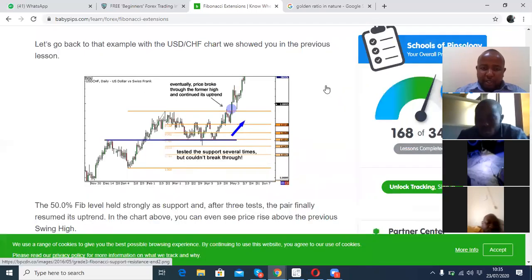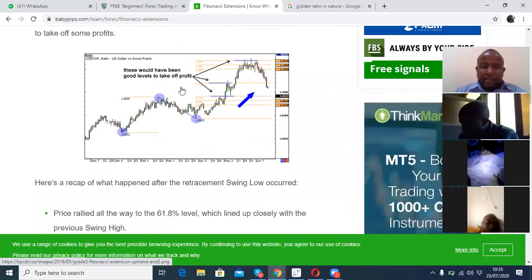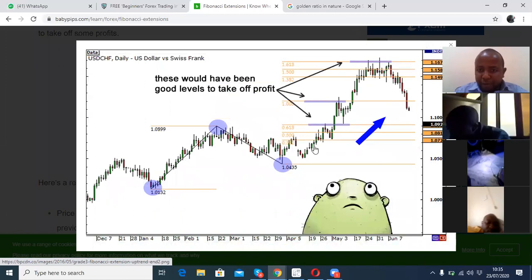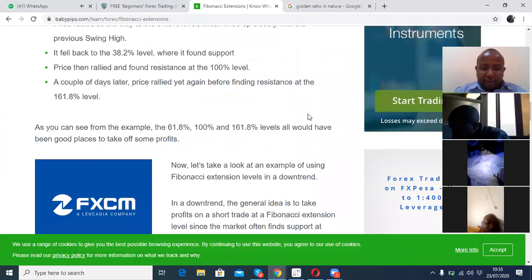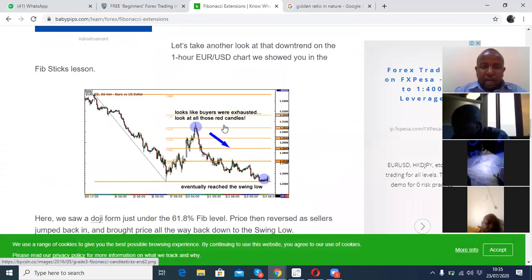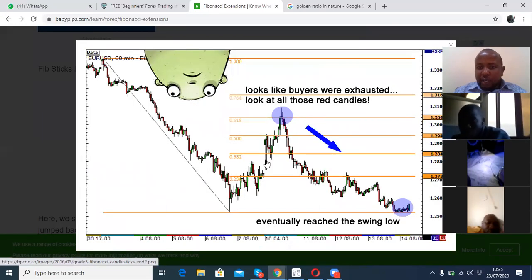And then you can see also now our profit taking levels are 61.8 and also around 1.16. So Fibos can also be used as profit taking levels. So it looks like the buyers were exhausted. You can see this was up, then there was a presence of a doji here, and 61.8 now here acts as our main resistance above here.